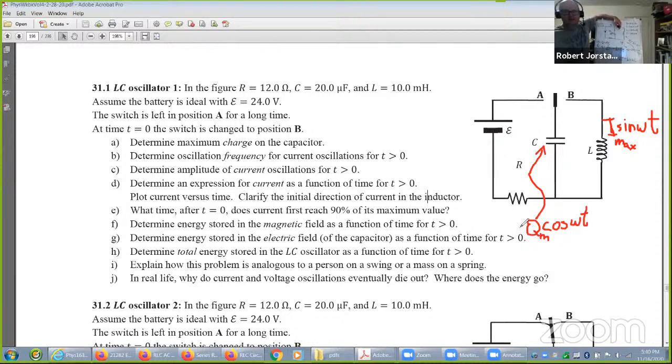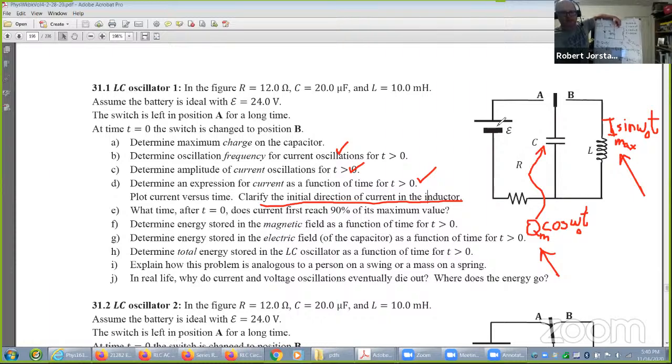All right, so in this case, and we already saw how this is related to that, we already know how to find omega naught. So we know the frequency and the angular frequency. We know the current amplitude, so we have everything we need to figure this out. And now notice it says, clarify the initial direction of current in the inductor. What direction do you think current flows initially in the inductor here?